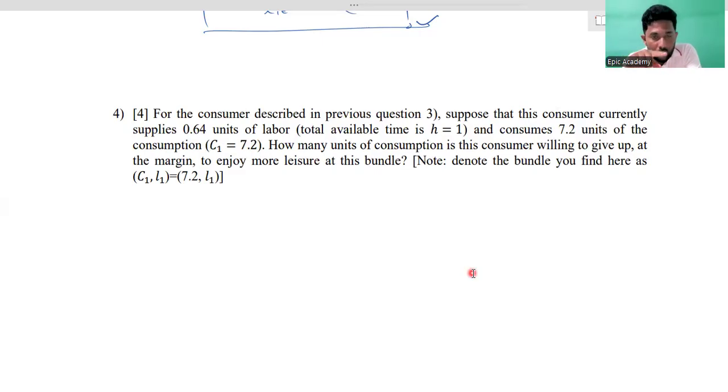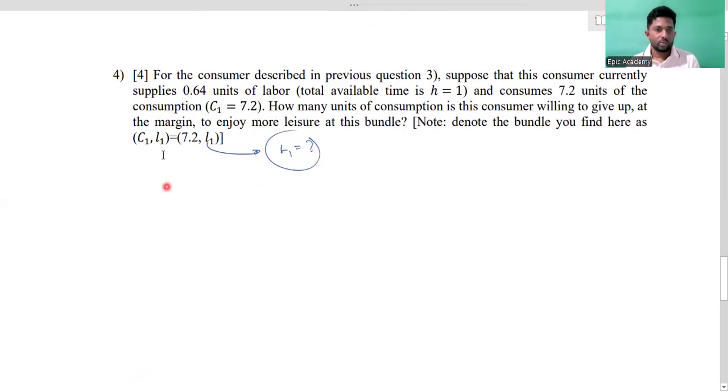How many units of consumption is this consumer willing to give up at the margin to enjoy more leisure? This bundle, you know that bundle you find here as Z1, L1, 7.2. So we need to identify the value of L1, right? Try to clarify the basic idea in here.